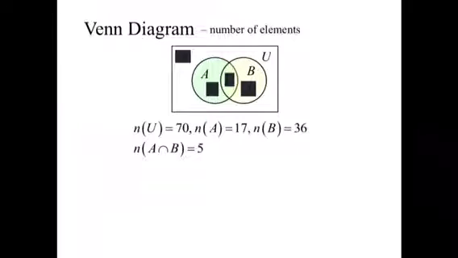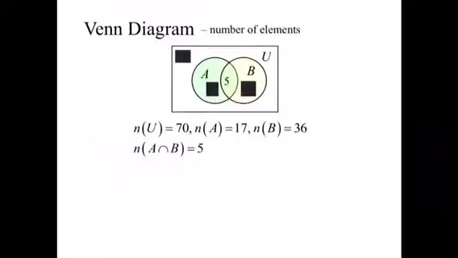We could do each one of those problems by filling out a Venn diagram if you didn't want to use your formula. When you're filling out a Venn diagram, you always start with the intersection. So we know there are 5 people that are in sets A and B at the same time. What that means is the very middle is going to have 5 people.